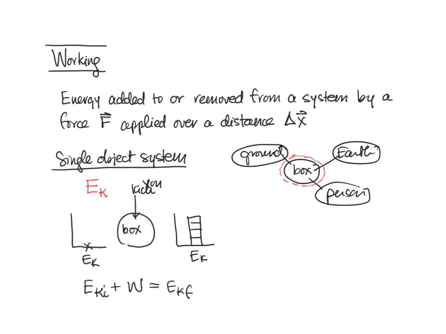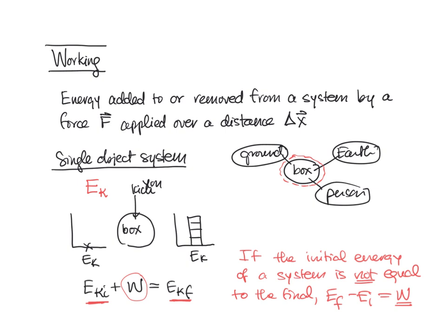Now, one thing is you can identify if work is happening on your system by whether the initial energy and the final energy are the same or not. If they're different, that means you have some sort of energy entering or leaving the system. Let me say that one more time. If the initial energy of the system is not equal to the final energy of the system, then you have energy entering or leaving, and you can figure out how much work has been done by taking the final energy and subtracting the initial energy.